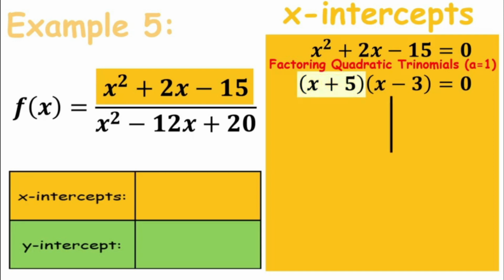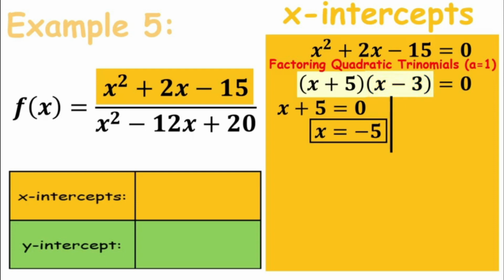First, we have x plus 5. x plus 5 is equal to 0. Transpose positive 5, we get x is equal to negative 5. Next, we have x minus 3. x minus 3 is equal to 0. Transpose negative 3, we get x is equal to 3.